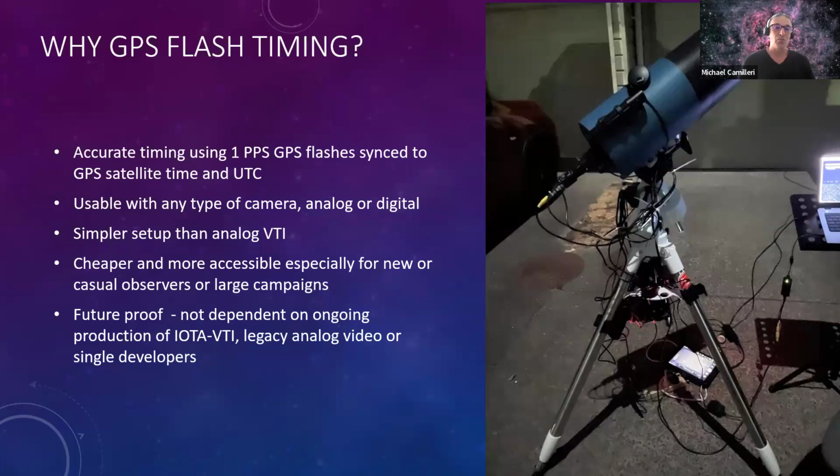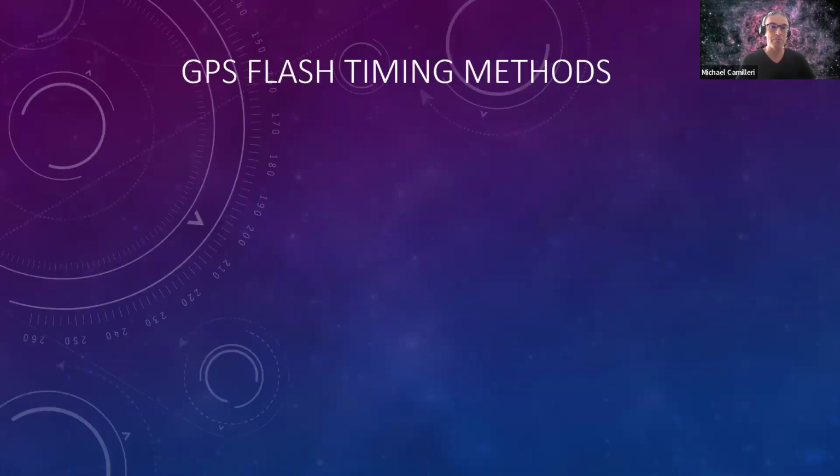It's also cheaper and more accessible, and for those of you in the room who have looked at occultations and thought, how the hell am I going to do this? GPS flash timing gives you an opportunity to actually use all of your existing camera gear and just add a timing component without any major modifications or any expensive new setup.